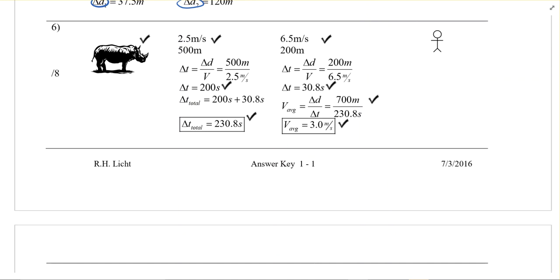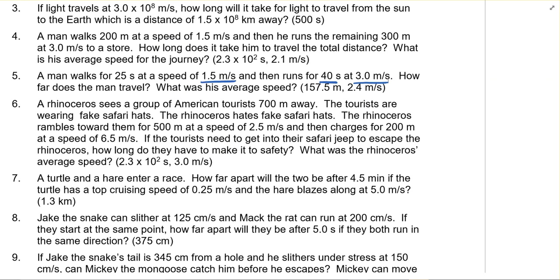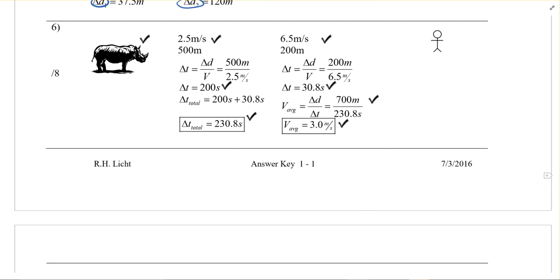Okay, the rhino one, so number 6. The rhino saw some tourists that were 700 meters away, and we wanted to know how long they had to get in the vehicle. For that one, all we had to do was look at the 2 parts of the rhino's journey. Part number 1 of the journey, he's going 2.5 meters per second for 500 meters. He's not going very fast. Then all of a sudden he starts going a lot faster. So we have to figure out the time for both of those parts again.